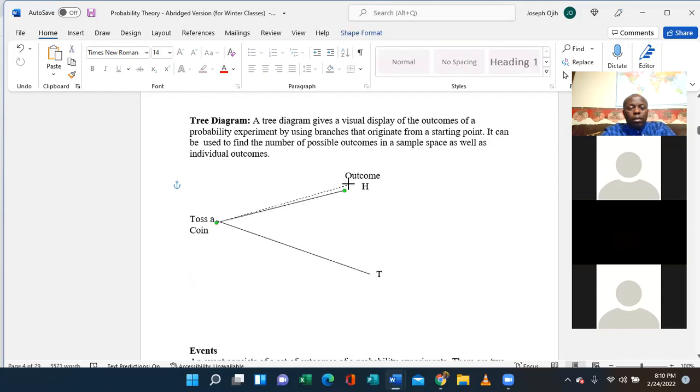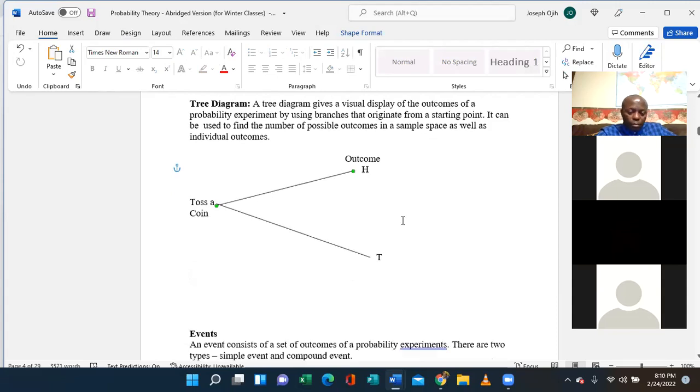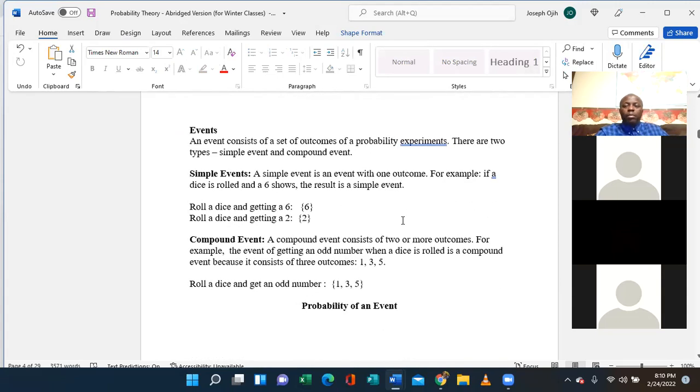This was just one of the examples. The outcome can be head. So we can use a tree diagram to show the outcomes of a probability experiment. Now, next thing is, like I said, I'm introducing you to the basic concepts of probability, the things we'll be meeting frequently as we answer questions in probability theory.